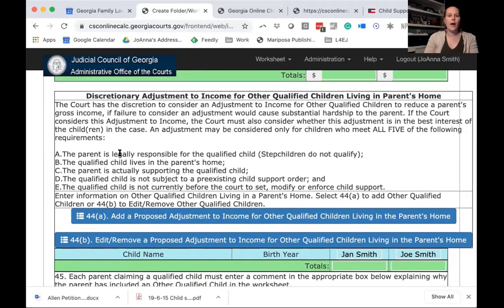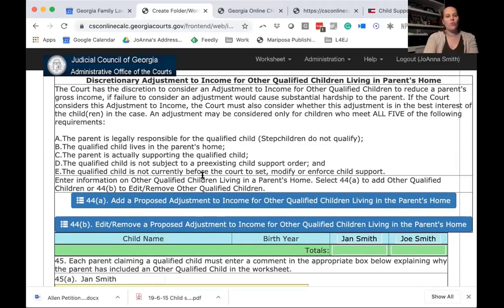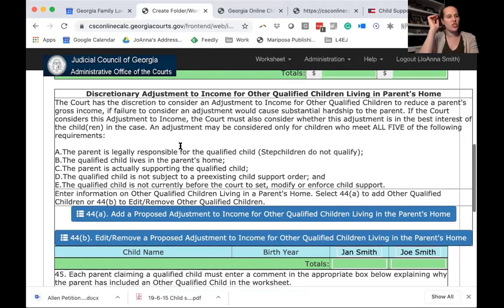If you have another child who is living with you and you are required to take care of that child and you do not have child support from another parent for that child, it is discretionary to put that child in as a qualified child here. And this is the one that gets tricky.